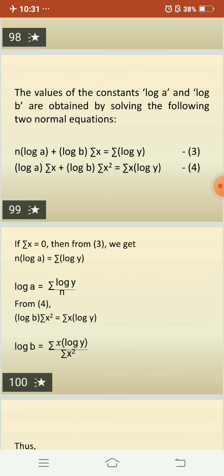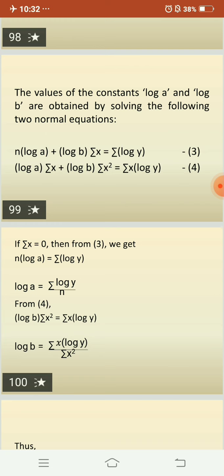Now put summation x equals 0. In equation number 3 we get n log a equals summation of log y. Substituting summation x equals 0 in equation number 3, you get n log a equals summation of log y, so log a equals summation of log y divided by n.